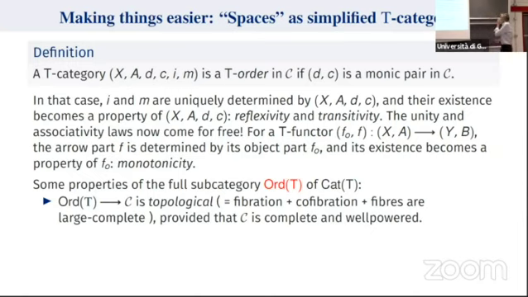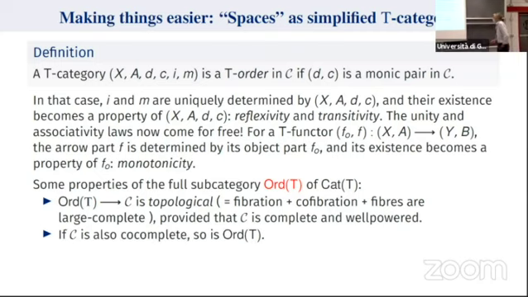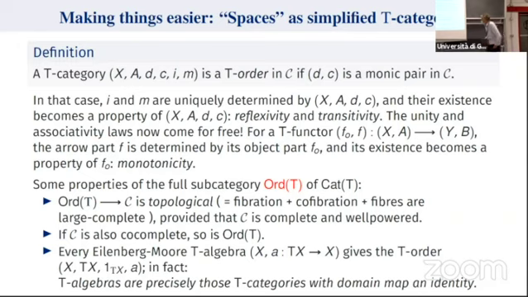And under assumptions on C, including well-poweredness, that becomes a topological functor. This means fibration, cofibration, and the fibers are just lattices. And in particular, you can easily deal with colimits in this case. And here is a trivial observation, which when I first saw it in Burroni's paper really surprised me. Algebra sort of is embedded in this environment, because if you look at the T categories for which d is an identity morphism, you get exactly T algebras.